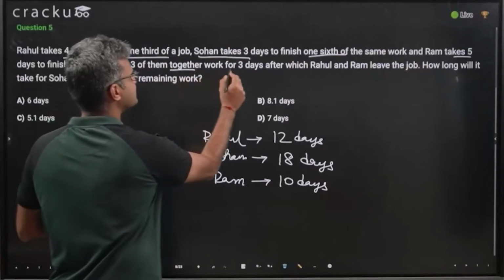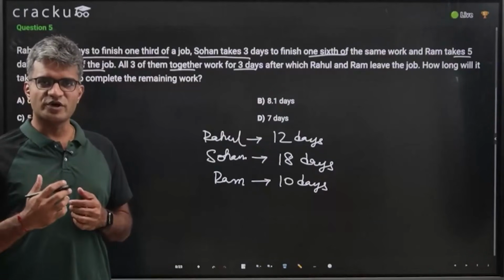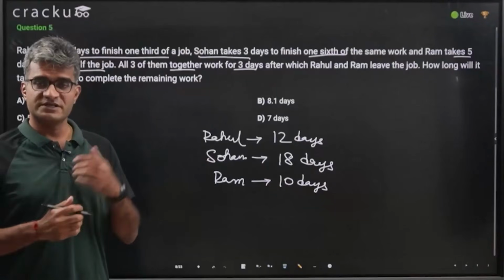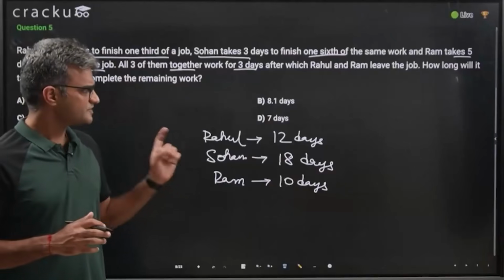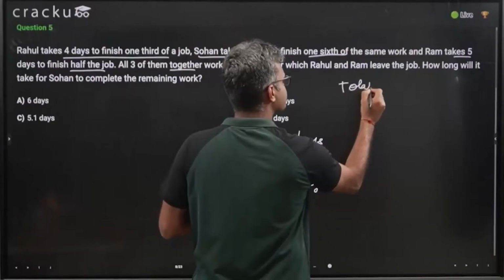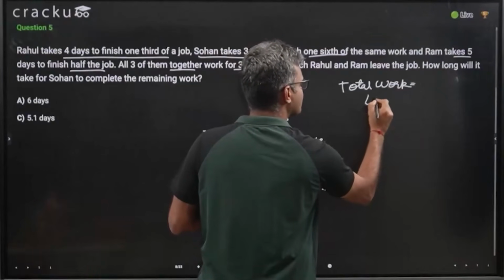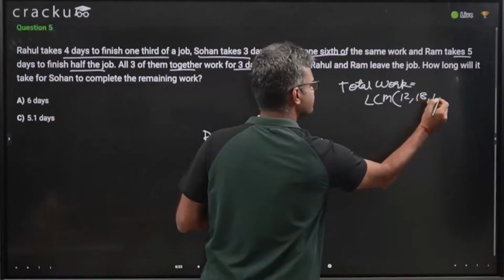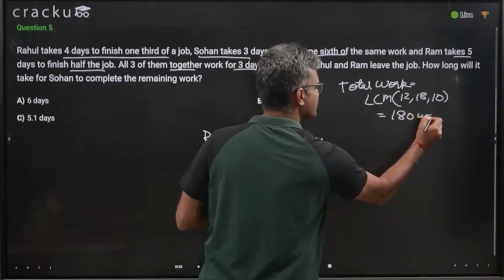All three of them together work for 3 days. So whenever we are given the time it takes to finish a job, it is more important to calculate their efficiencies, or how much work they do in unit time. The time that they take is not very easy to actually add and subtract. So what we'll do over here is assume that the total work that needs to be done is the least common multiple of 12, 18 and 10, which is 180. So let us assume that the total work that needs to be done is 180 units.